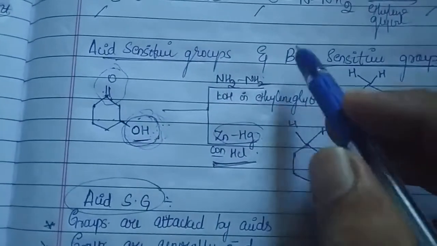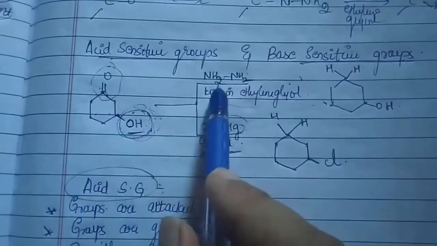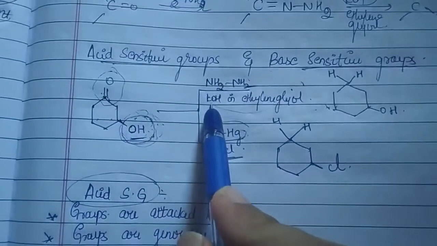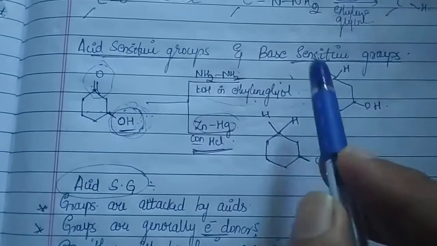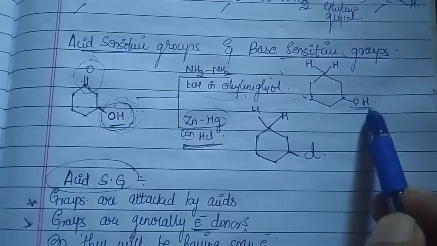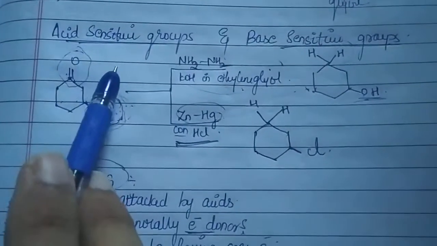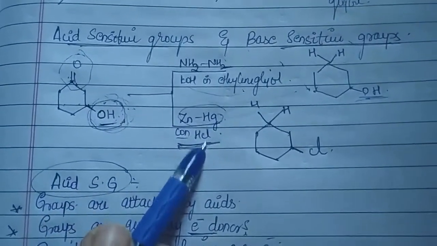And that is available with respect to the Wolff-Kishner. So that is the reason when the compound was treated with hydrazine, KOH and ethylene glycol, that is your Wolff-Kishner reagent, you could just see that the C double bond O group has only been reduced and the OH group remains as such. But when the same compound was treated with zinc amalgam in concentrated HCl, that is an acidic medium, what happens?